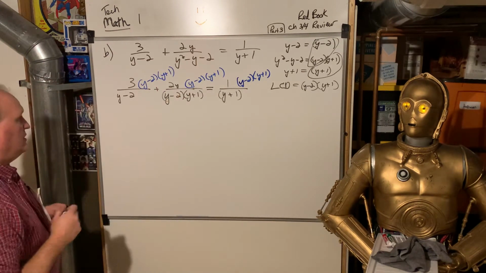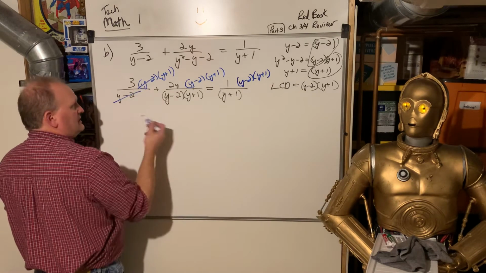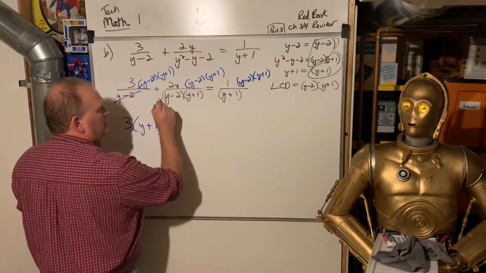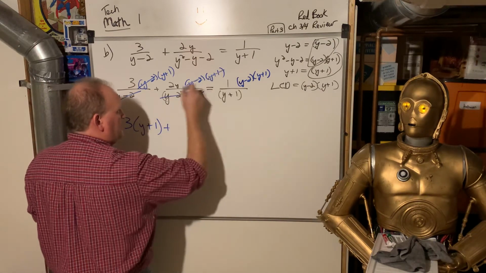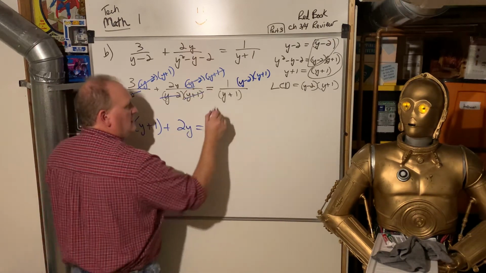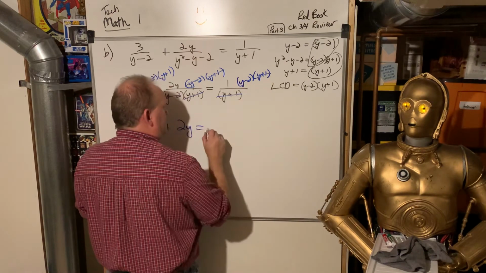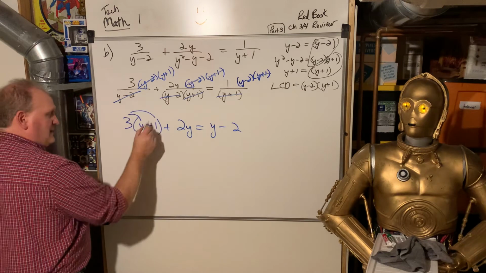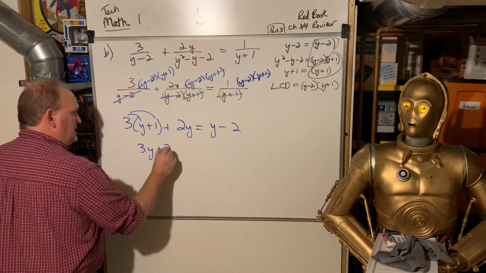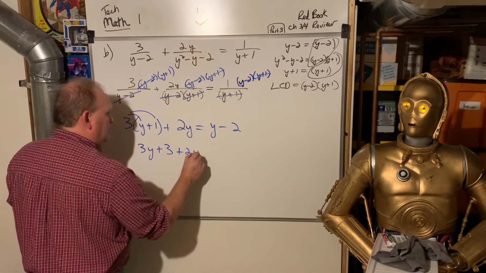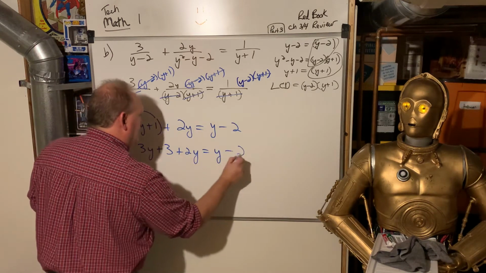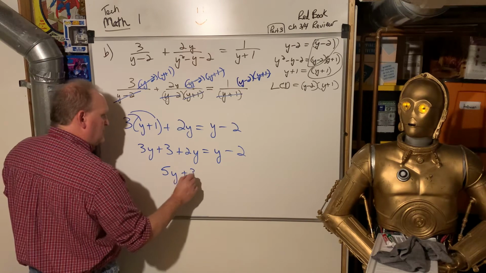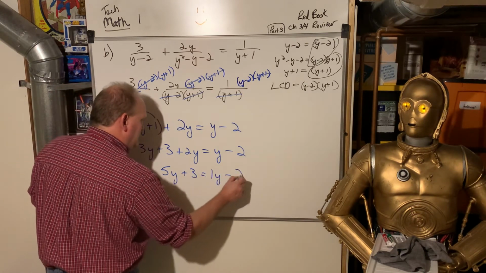Okay, and so here goes. The y minus 2's cancel. I get 3 times y plus 1. The y minus 2's and the y plus 1's cancel. I just get 2y. Y plus 1's cancel, I get y minus 2. And now, again, I do the distributive property, 3y plus 3 plus 2y equals 1y minus 2. I combine like terms, that is 5y plus 3 equals 1y minus 2.